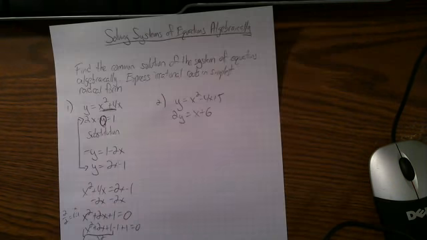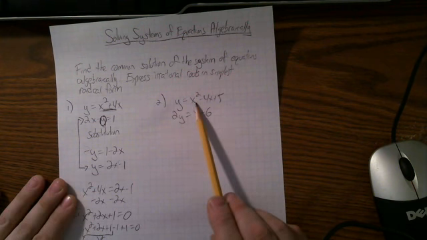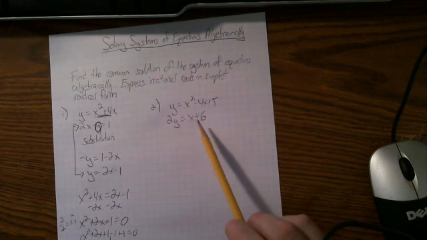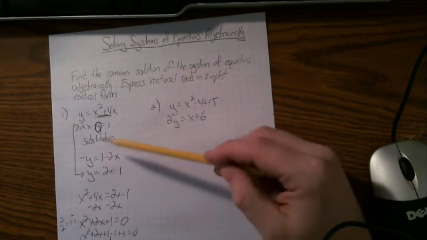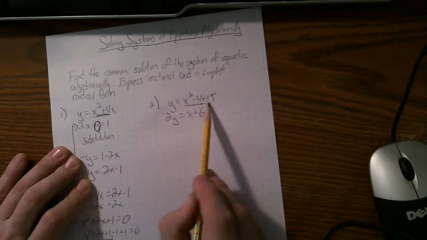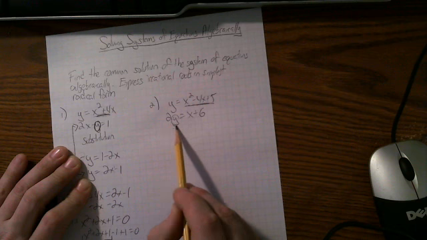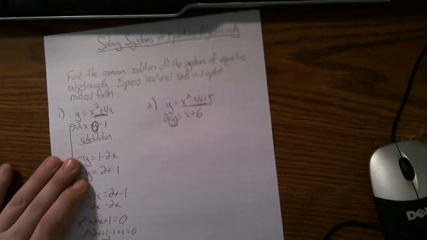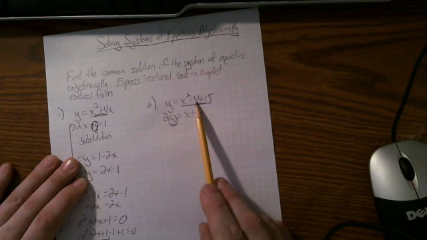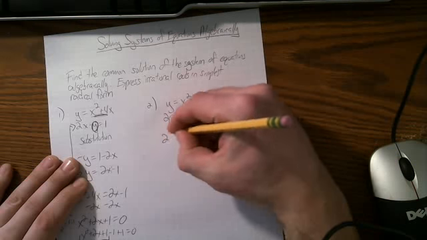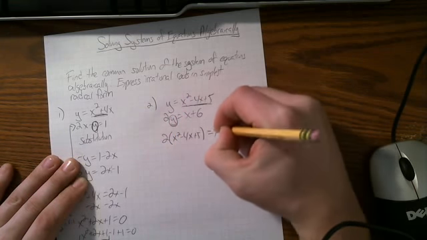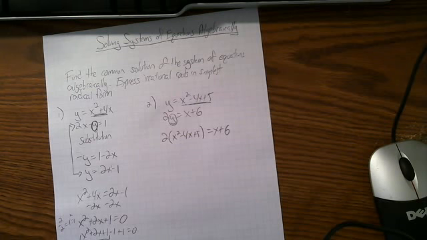Alright, now this example, we have y is x squared minus 4x plus 5. But 2 times that same y is x plus 6. Instead of going through all these hoops here, I'm just going to say, well, I know y is that. So I'm going to plug this in for that. That's what it says. y is x squared minus 4x plus 5. So 2 times y is x plus 6. 2 times x squared minus 4x plus 5 equals x plus 6.